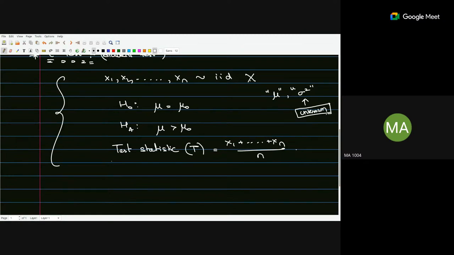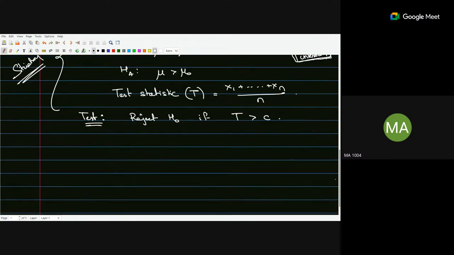Once I have the test statistic, lastly, I have to describe the test: what I'm going to do, where I'm going to reject and where I'm going to accept. So the test is: reject H naught if T is greater than some critical value C. So this is our description of the situation. And you see the key difference between the previous situation and this situation. Here, sigma square is unknown. Now I can't do this.